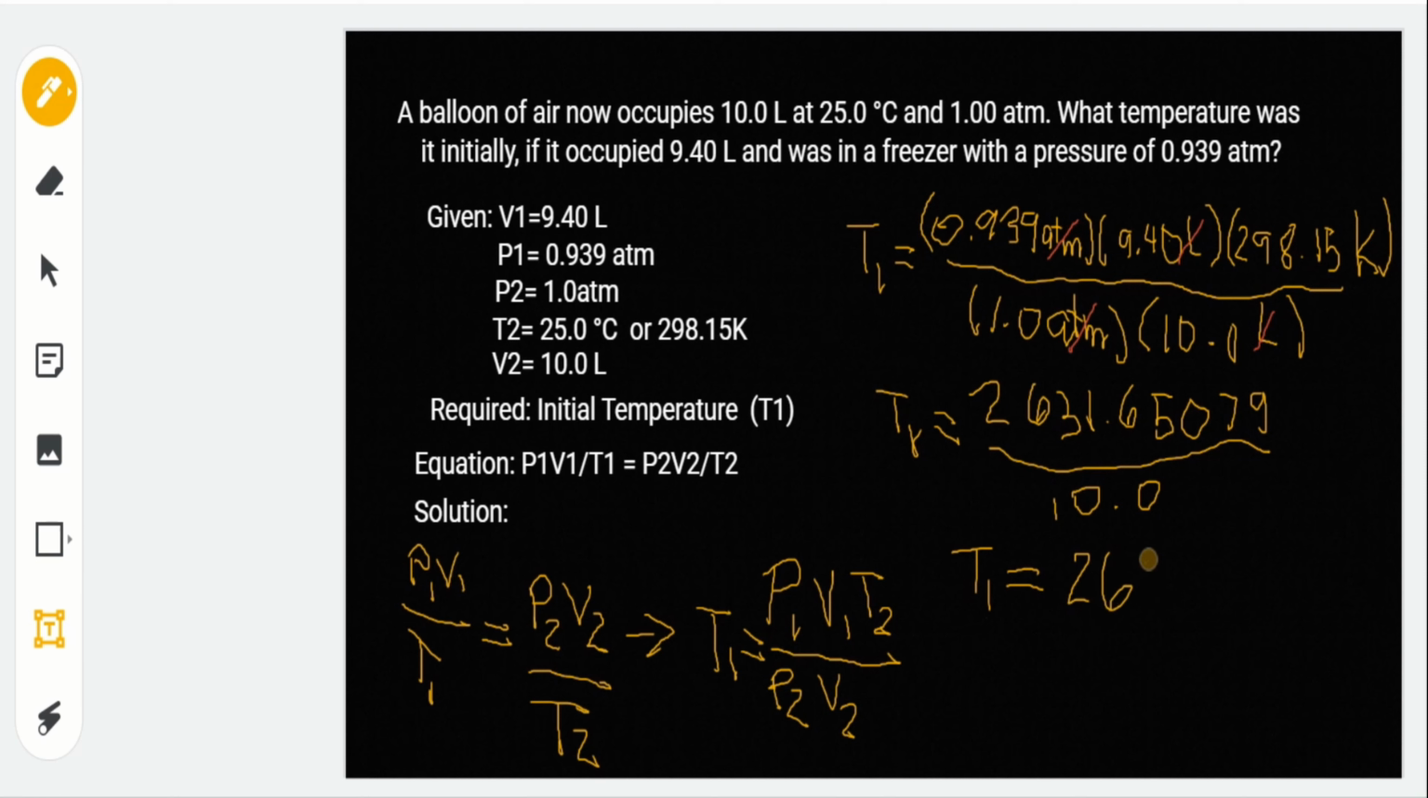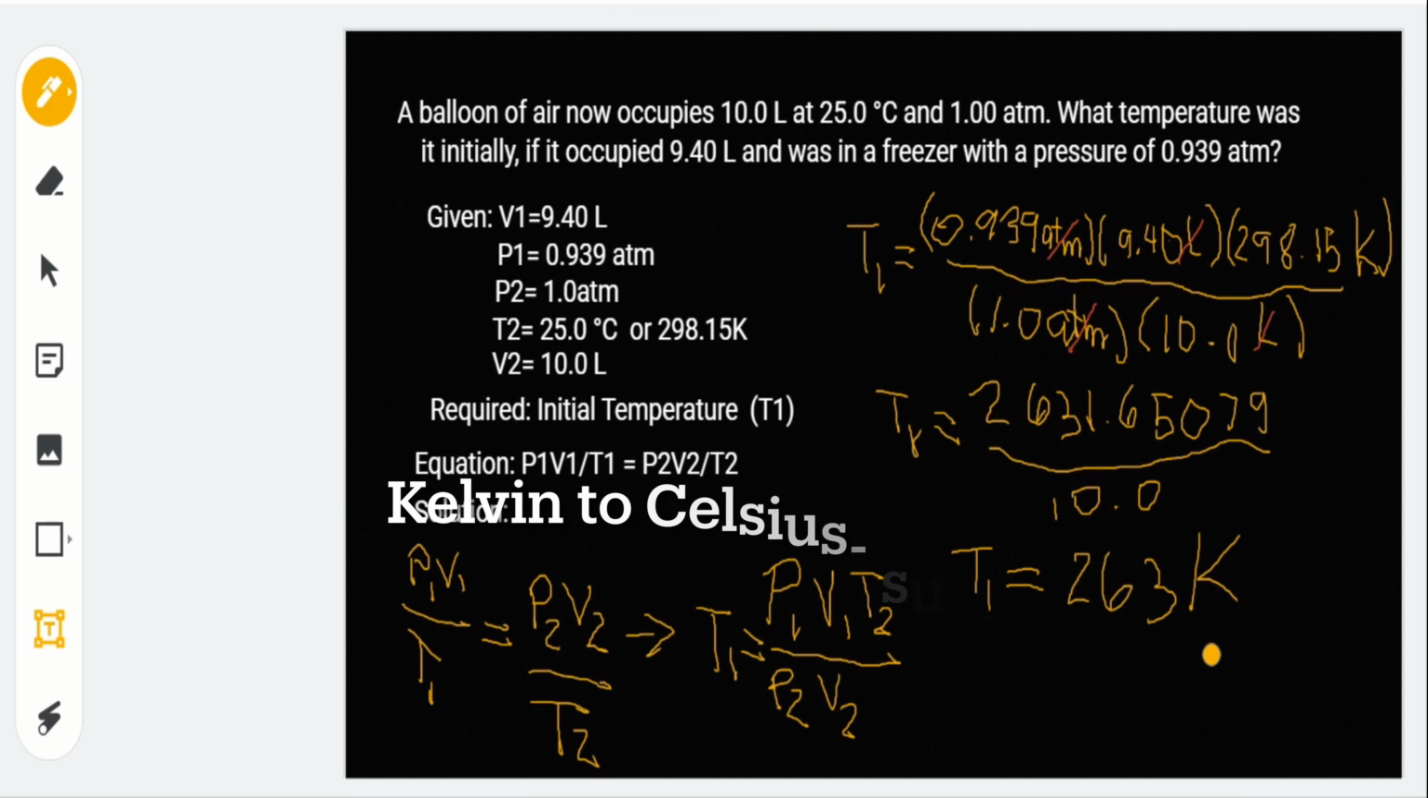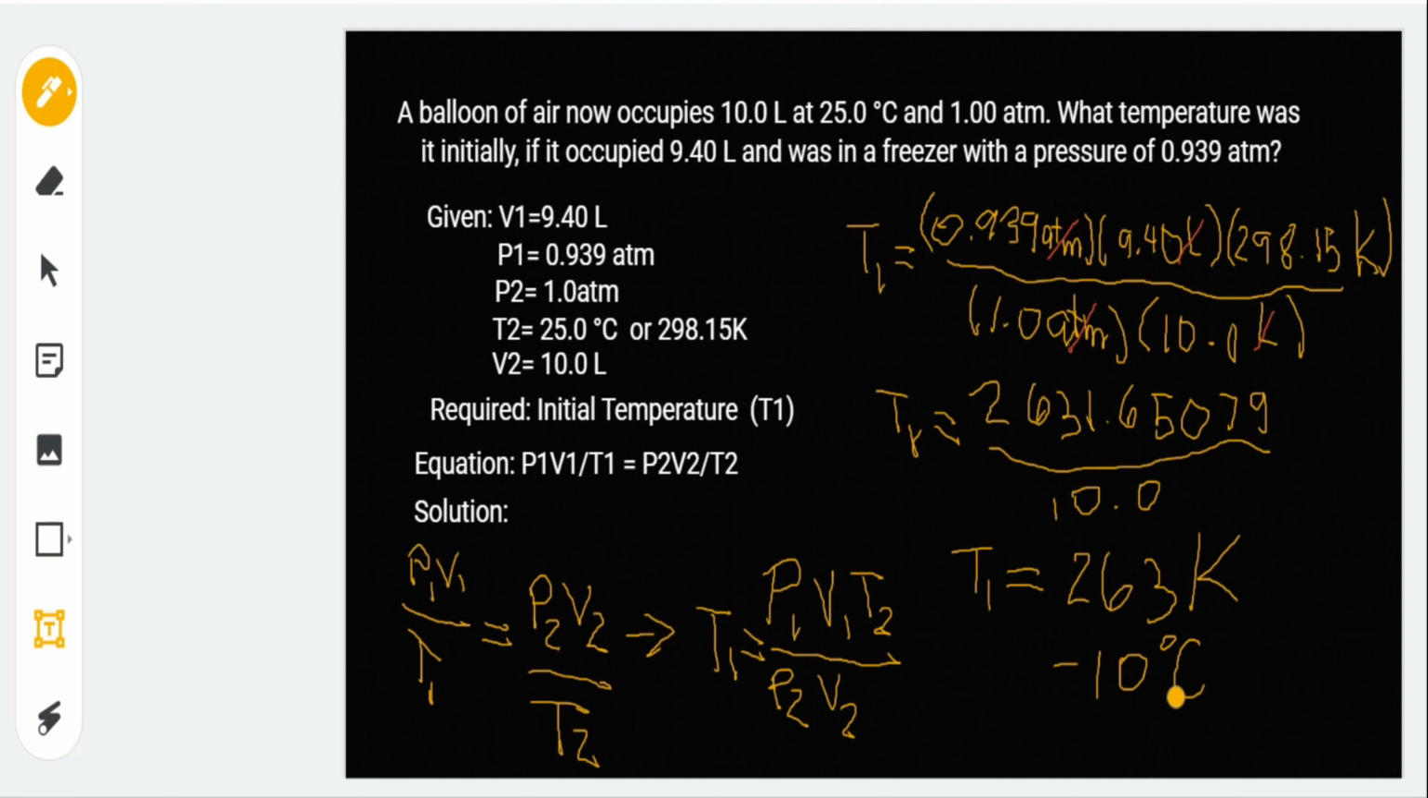Our initial temperature, or the original temperature, is equal to 263 Kelvin. Or if we convert this to degrees Celsius, we just subtract 273.15. So our initial temperature in degrees Celsius is equal to negative 10 degrees Celsius. Okay, so this is the initial temperature in Kelvin or in degrees Celsius.